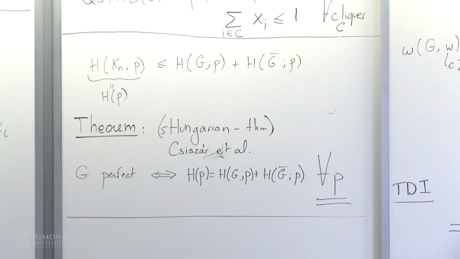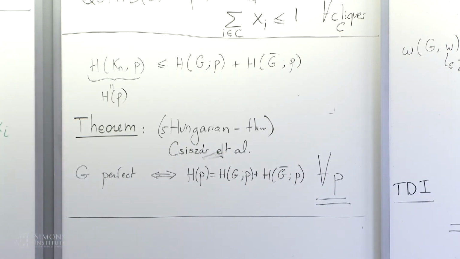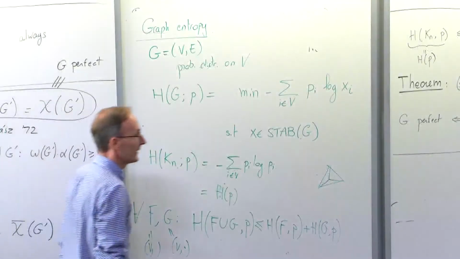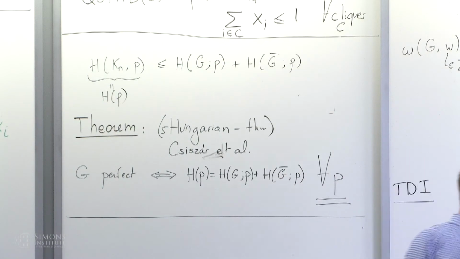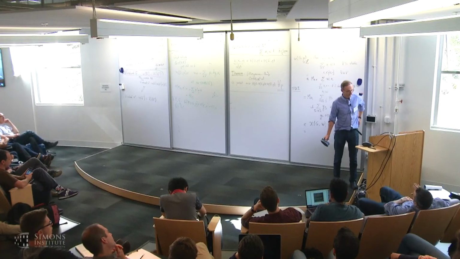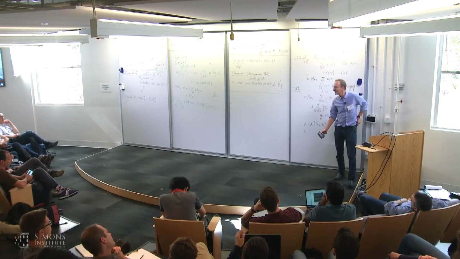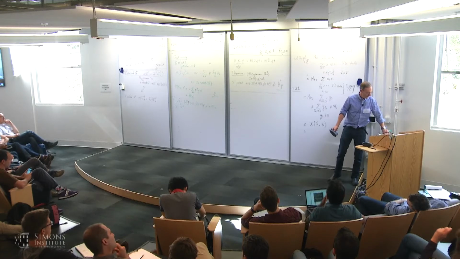And what's the operational meaning of this graph entropy? Does it have like a... Yes, it does, but I don't want to get into that. We can do that offline maybe.